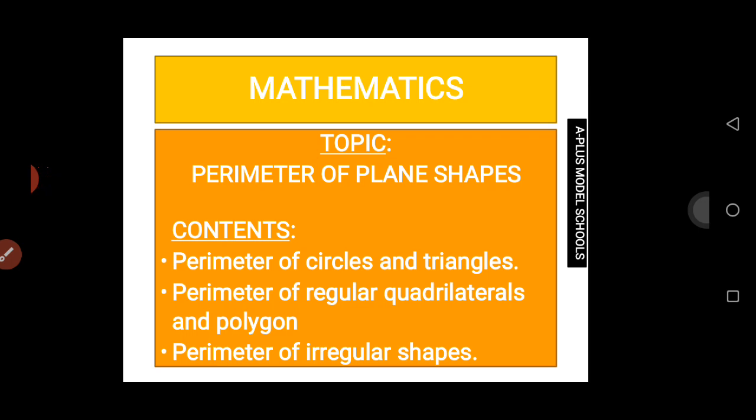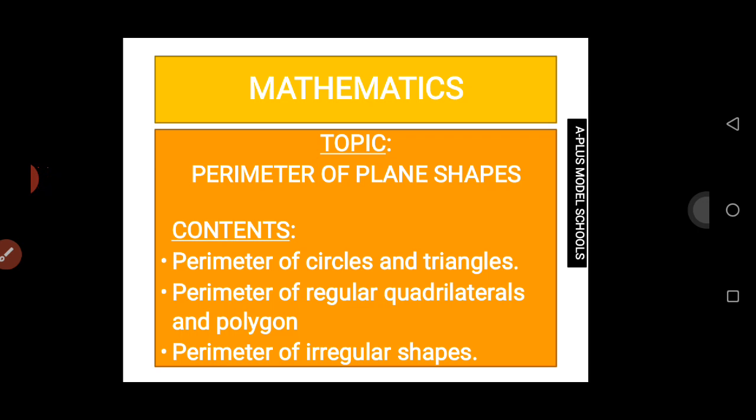Our topic for today is perimeter of plane shapes. We are still on plane shapes. So under it, we shall be looking at perimeter of circles and triangles, perimeter of regular quadrilaterals and polygons, and perimeter of irregular quadrilaterals or shapes. But firstly, do we know what we call perimeter?